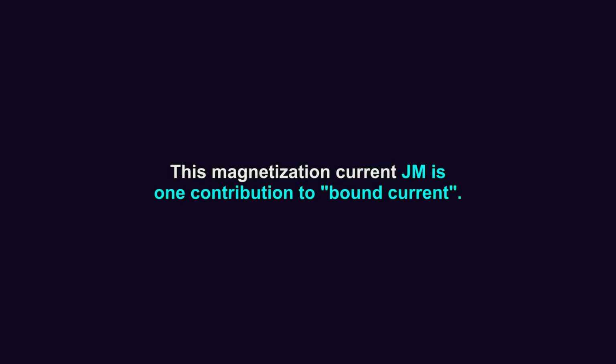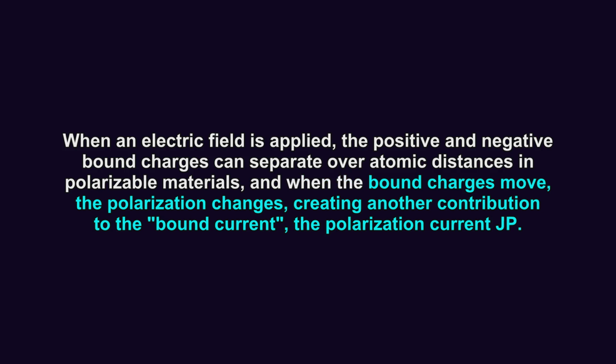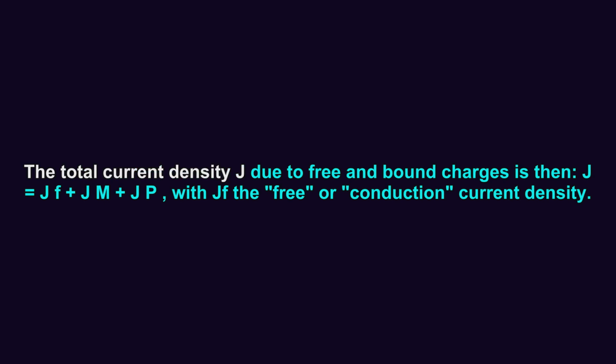This magnetization current J_m is one contribution to bound current. The other source of bound current is bound charge. When an electric field is applied, the positive and negative bound charges can separate over atomic distances in polarizable materials, and when the bound charges move, the polarization changes, creating another contribution to the bound current, the polarization current J_p. The total current density J due to free and bound charges is then J = J_f + J_m + J_p, with J_f the free or conduction current density.